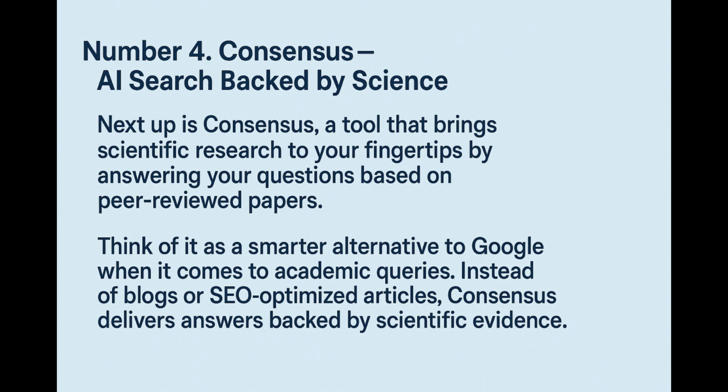Number 4. Consensus, AI search backed by science. Next up is Consensus, a tool that brings scientific research to your fingertips by answering your questions based on peer-reviewed papers. Think of it as a smarter alternative to Google when it comes to academic queries. Instead of blogs or SEO-optimized articles, Consensus delivers answers backed by scientific evidence.